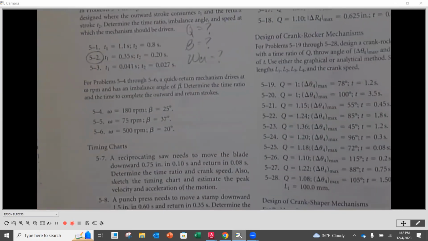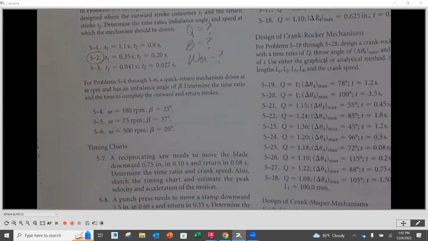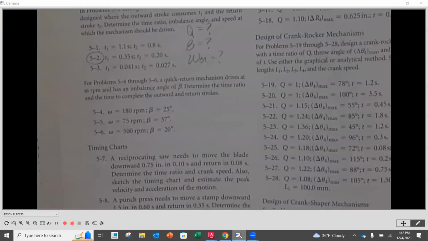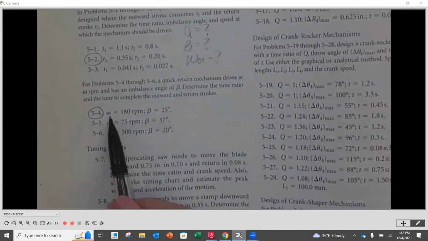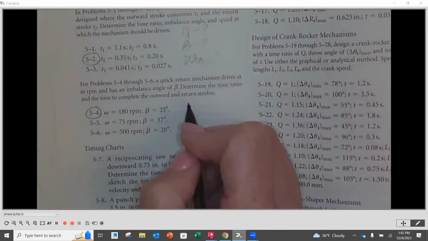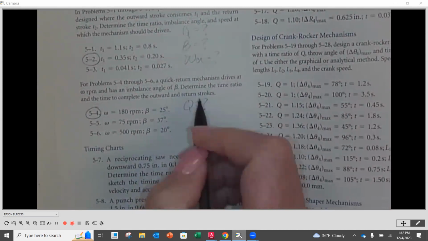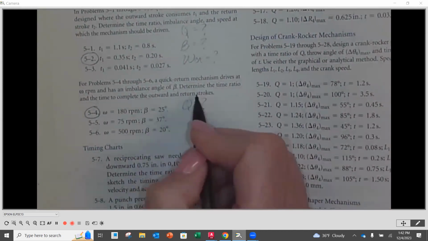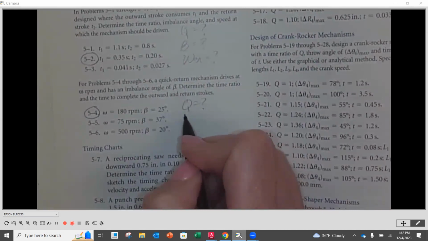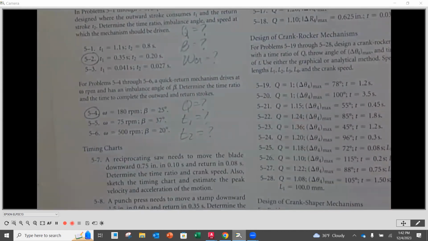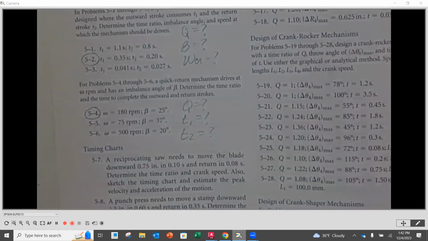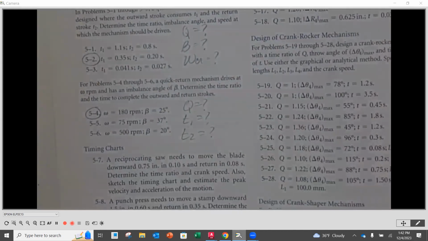Then you're going to do something similar. What was the other one? Did I say 5-4? Okay. 5-4. This time you're given W and beta, and you want to determine what is your Q, and then the time to complete the outward and return cycles. So what is my T1 and what is my T2? Okay. And those are again, similar to that example problem that we did earlier in the chapter.